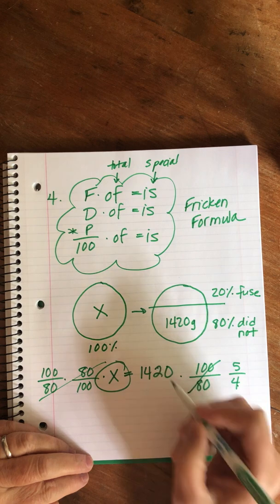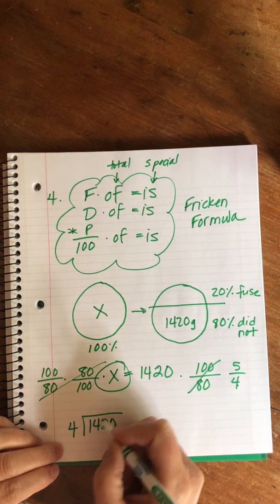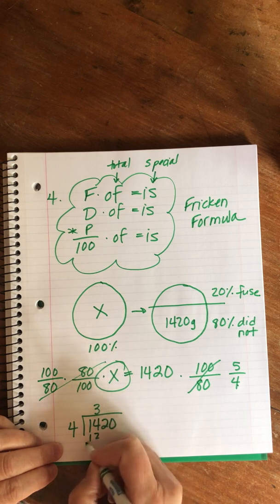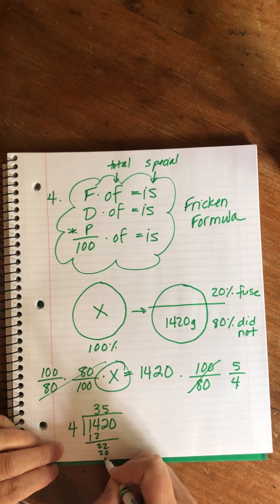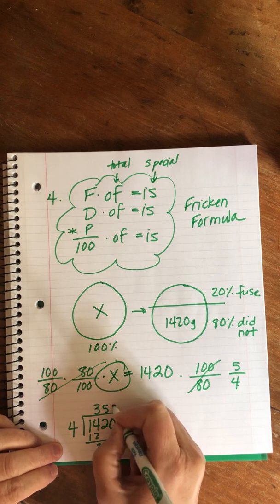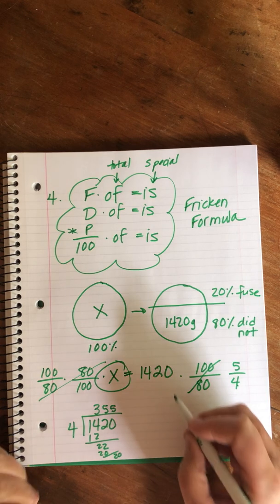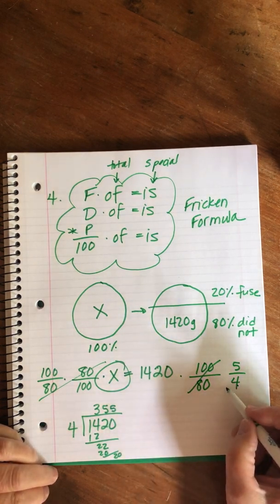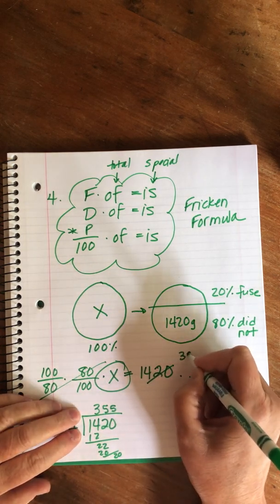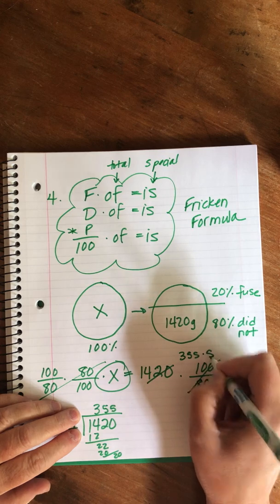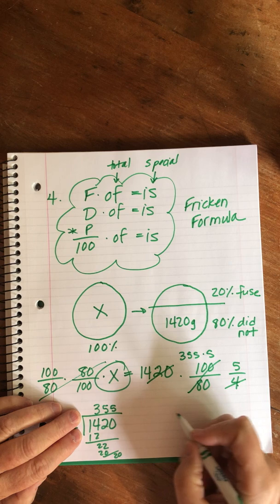So now I'm going to divide 4 into 1420. That goes in 3 times. That goes in 5 times. Okay, so it's 355. So this divided by this is 355. And then I still have to multiply that by 5 to get my final answer.